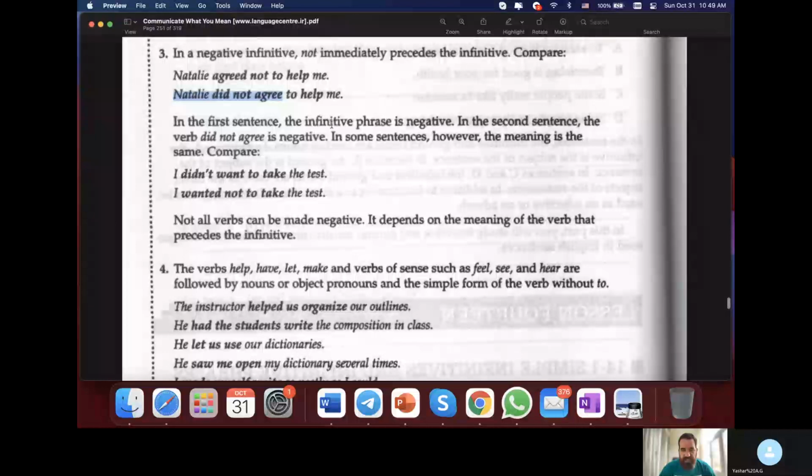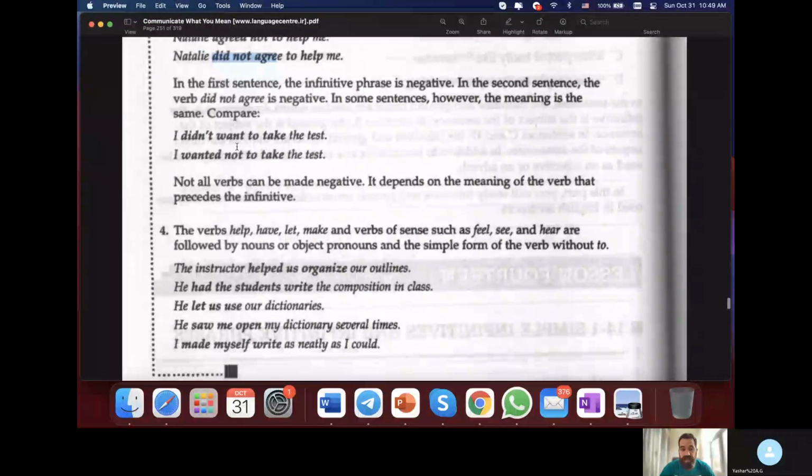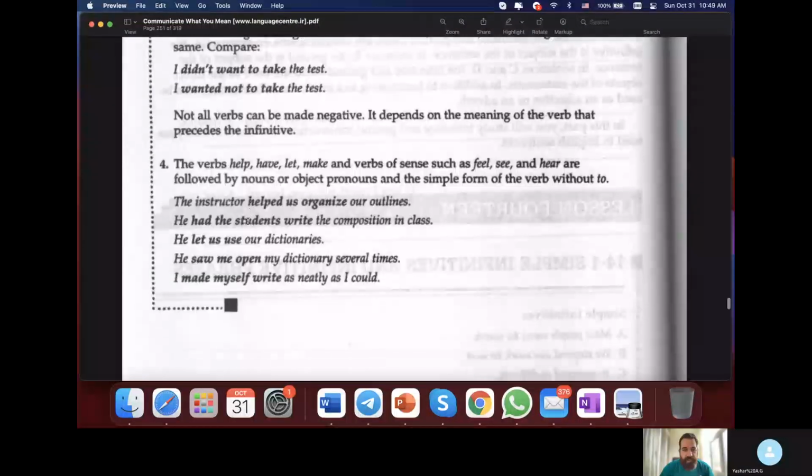In the first sentence, the infinitive phrase is negative, not to help me. In the second sentence, the verb did not agree is negative. In some sentences, however, the meaning is the same. Here we have that. I didn't want to take the rest. I wanted not to take the rest. So because this is the subject, both of them are I. Not all verbs can be made negative. It depends on the meaning of the verb.